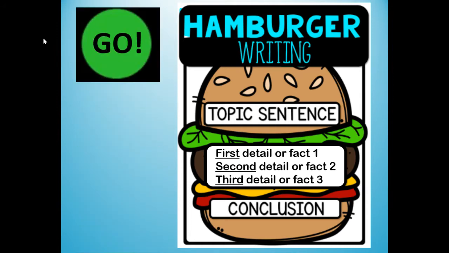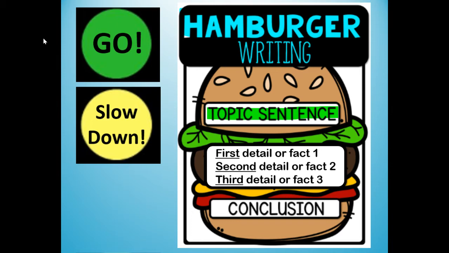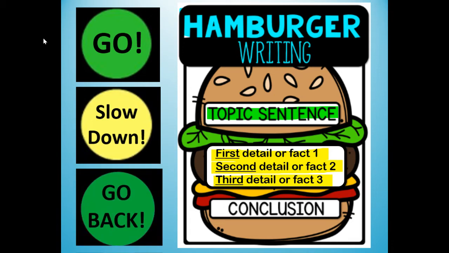First, we're going to start with green. Green means go. State your topic sentence. I'm going to give you your topic sentence, and then we're going to slow down with yellow, and you're going to write your first detail or fact one sentence, your second detail or fact two sentence, and your third detail or fact three sentence that all support the main idea. And then we're going to go back. Green means go back. And I'm going to give you your conclusion sentence.